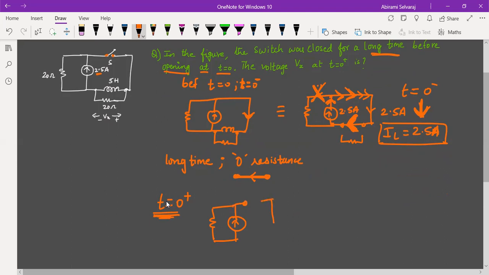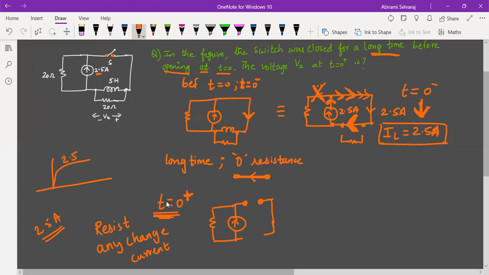Let me also say the switch is opened, so it is going to look like this. And we also know the very important property of the inductor: it is going to resist any change in current. It was having 2.5 amperes of current for a long time. So immediately at t equal to 0 plus, immediately after opening, we cannot make any change in the inductor. If the current in the inductor was 2.5 amperes, it cannot directly drop down to 0. It is not possible. So what happens in an inductor? It gradually decreases.